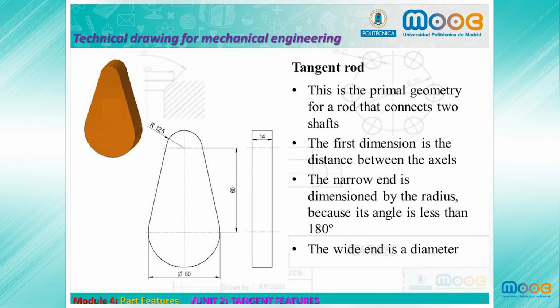Tangent rod. This is the primal geometry for rods that connect 2 shafts. The first dimension is the distance between axles. The narrow end is dimensioned by radius because its angle is less than 180 degrees. The wide end is a diameter for the opposite reason to the previous case. It has more than 180 degrees.